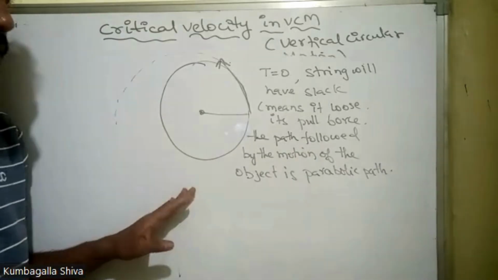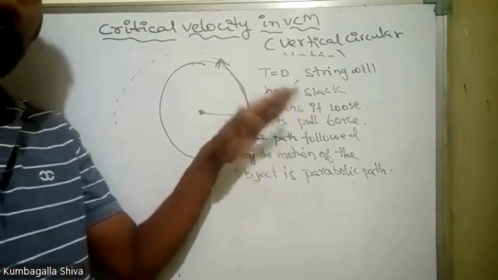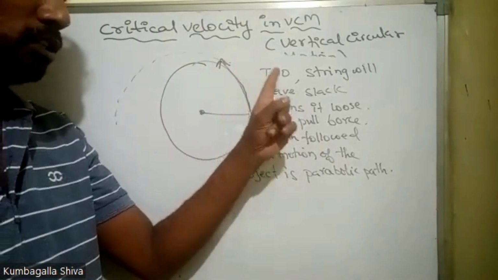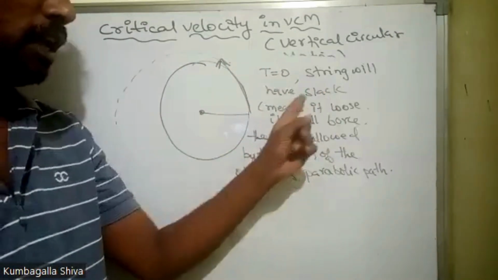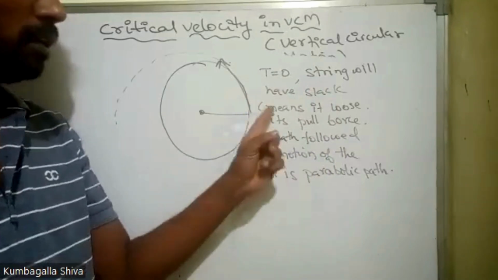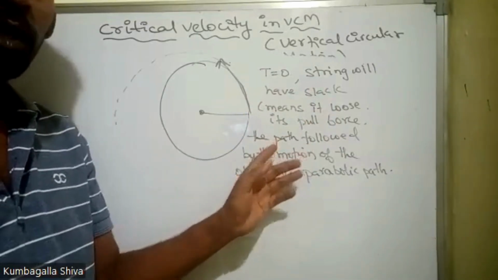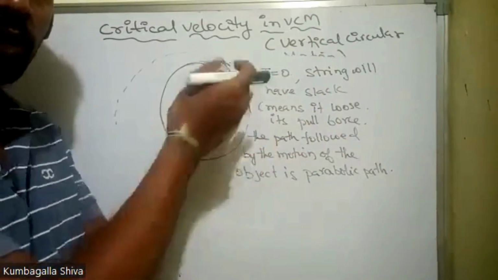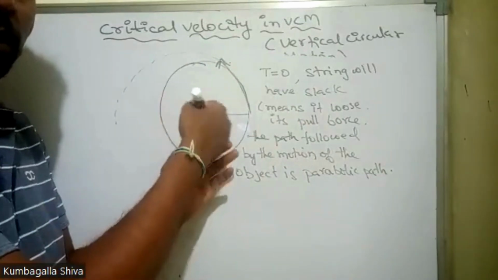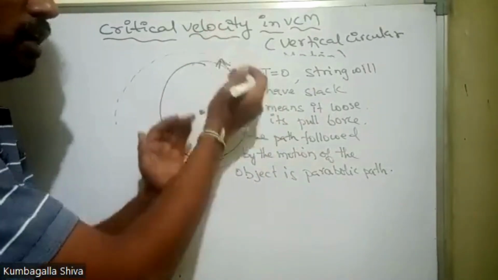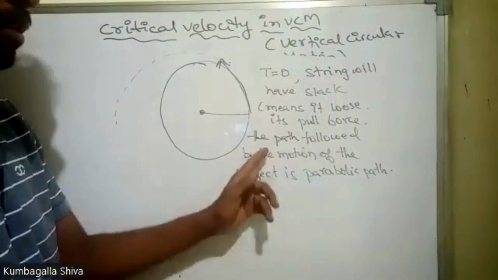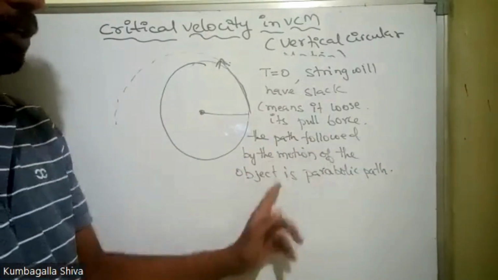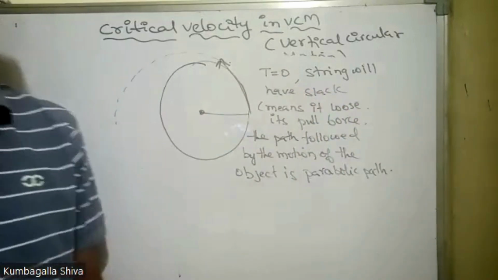So what is going to happen once the tension decreases? If it reaches zero, then the string will have slack. What do you mean by slack? It loses its pull force. There won't be any force to hold it in a perfect circle, so it will take a diversion and make a parabolic path. That is the motion of the object, a parabolic path. Are we clear?